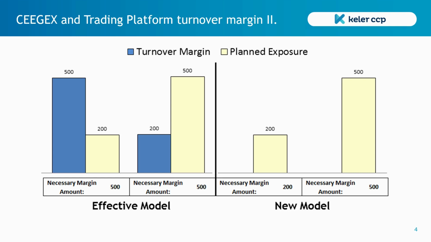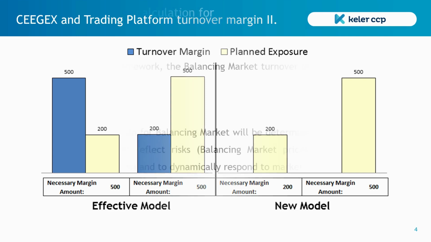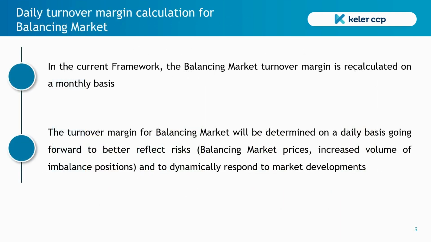The second change, which was mentioned, is about the amendment of the balancing market's turnover margin calculation. The first point of this amendment is that in the current framework, the balancing market turnover margin is recalculated on a monthly basis. From 1st of April, we plan to recalculate daily the turnover margin requirement for the balancing market.